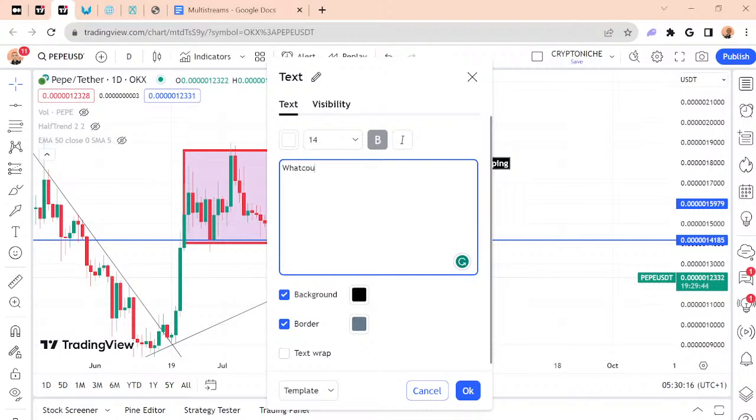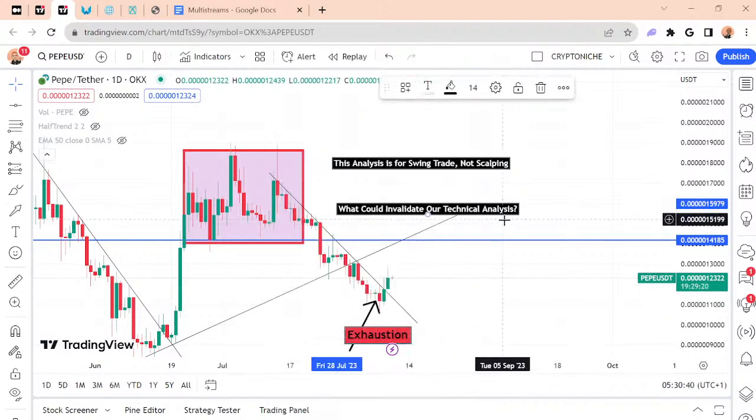So what could invalidate our analysis? Okay, our technical analysis. So we look out for those things that will invalidate it.